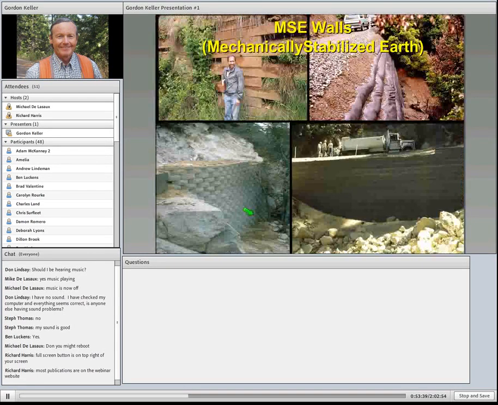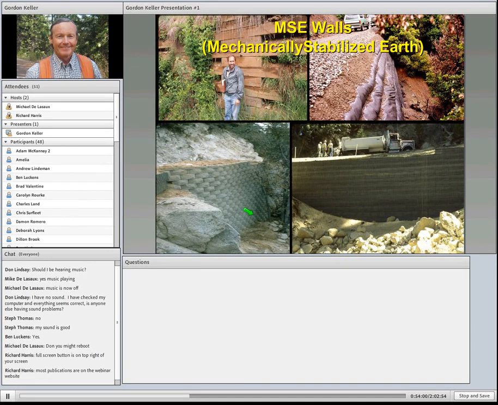And probably the most common retaining wall we use today is the MSE wall, or mechanically stabilized earth wall. There are lots of different types of MSE walls. And this is one with just a geotextile face, timber face, modular block walls, welded wire.